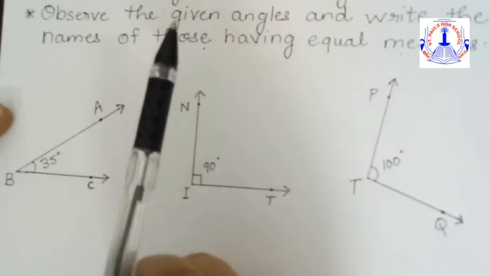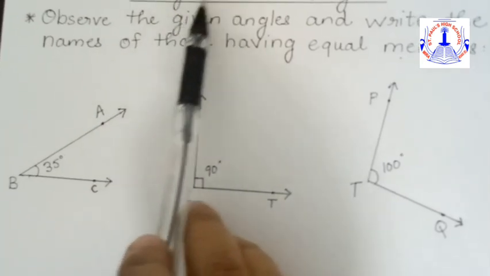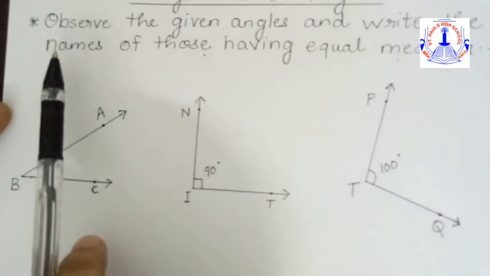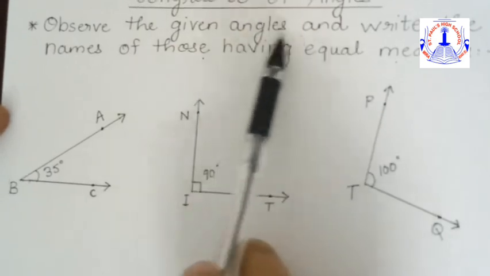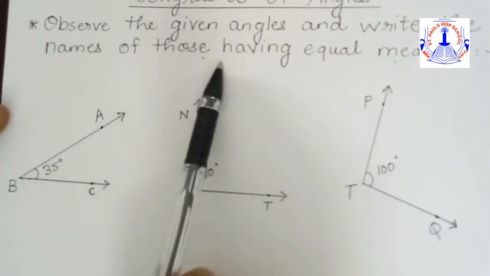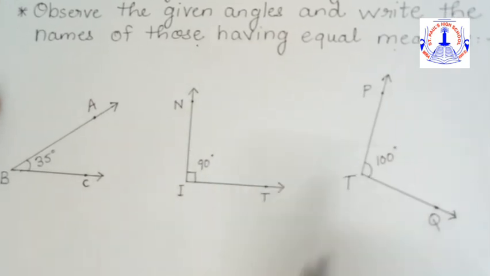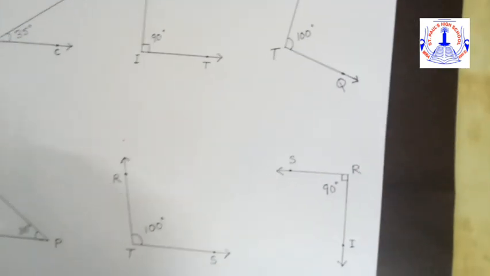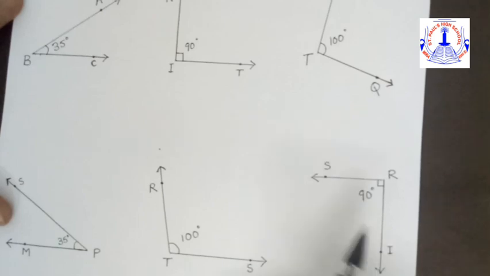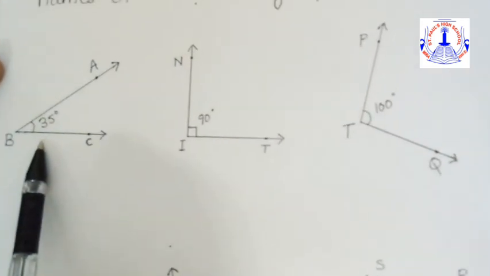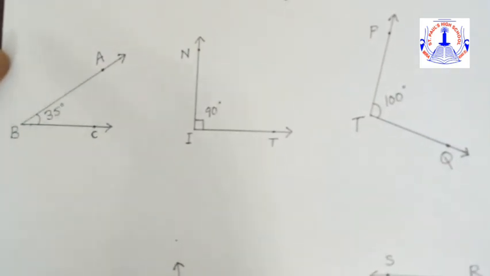The second topic that we are going to learn is about congruence of angles. Here the question is given: observe the given angles and write the names of those having equal measure. So here are the angles. You can see 6 angles are there, 1, 2, 3, 4, 5, 6. Here the measurements of the angles are given. So how to write the measurement of the angles?